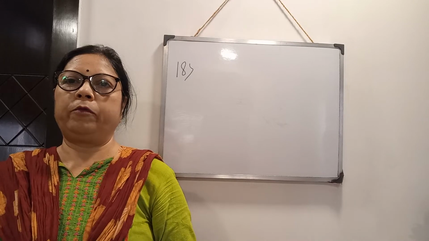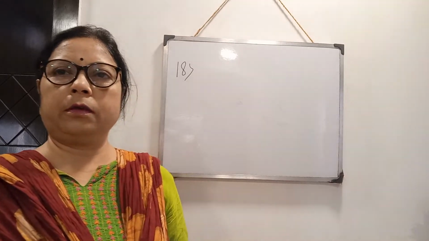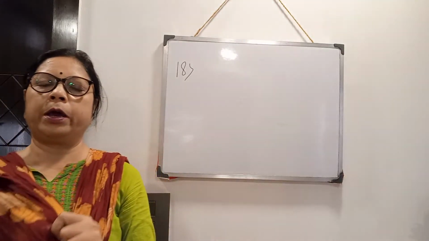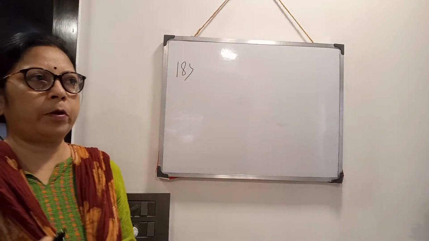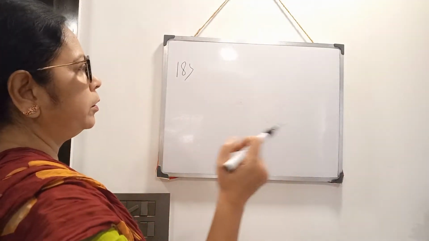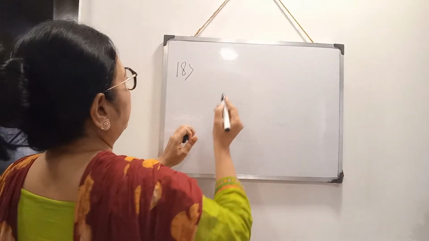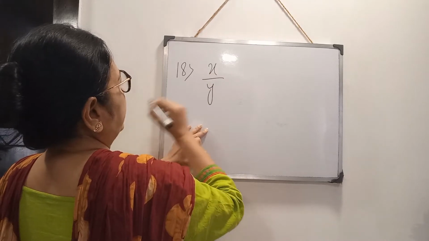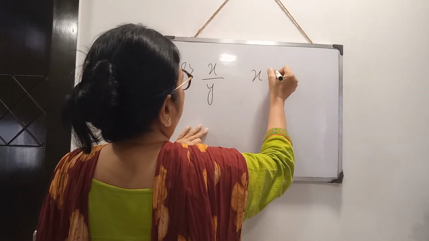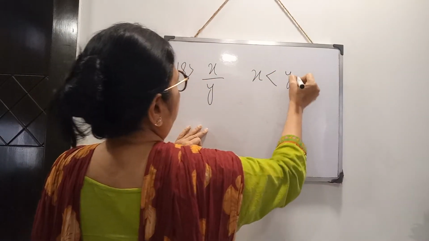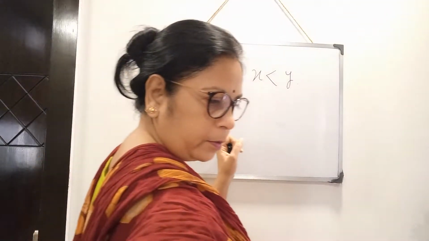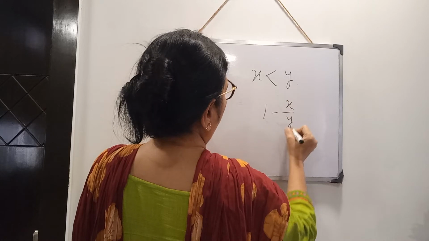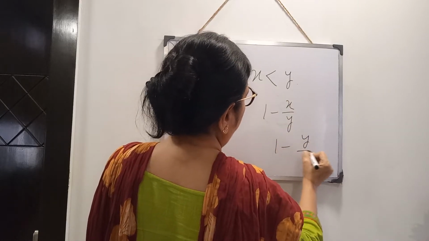Suppose 2 by 5. It is a proper fraction. But if I write 5 by 2, it is not a proper fraction, because here the numerator is greater than the denominator. So it is told that x by y is a proper fraction, that means the numerator is less than the denominator. So which one is smaller, 1 minus x by y or 1 minus y by x?